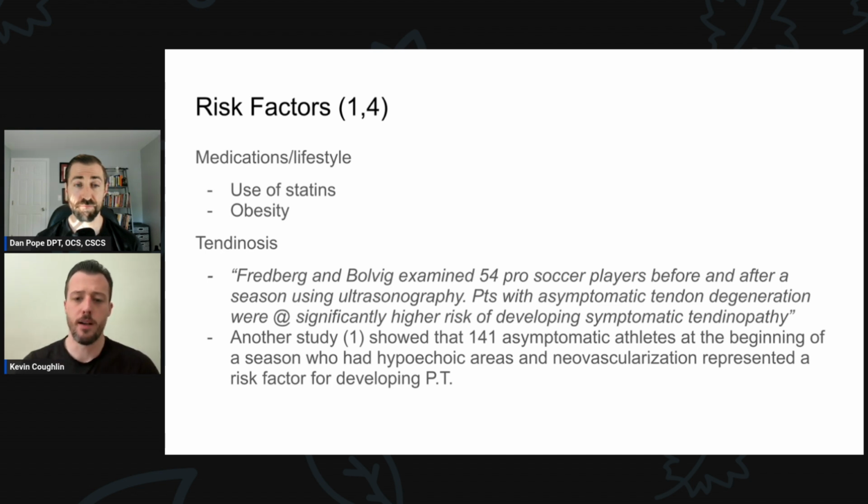And then just a quote that I thought was interesting from a study looking at tendinosis, so the changes in the tendon. The authors examined 54 professional soccer players before and after a season using ultrasonography to look at the tendons. And patients with asymptomatic tendon degeneration were at significantly higher risk of developing a symptomatic tendinopathy. So this just goes back to what we were saying a couple slides ago, and I think Dan had made a good point. Sometimes the imaging does matter.